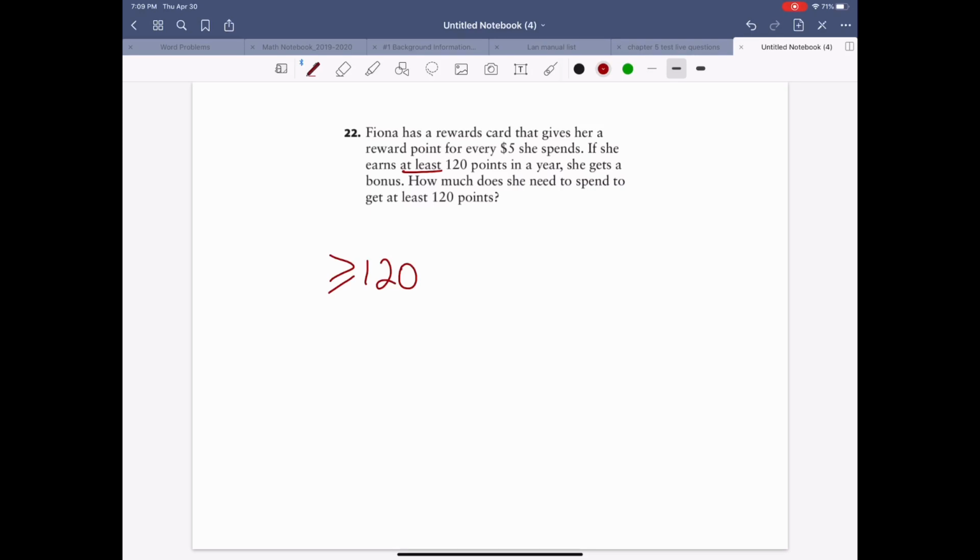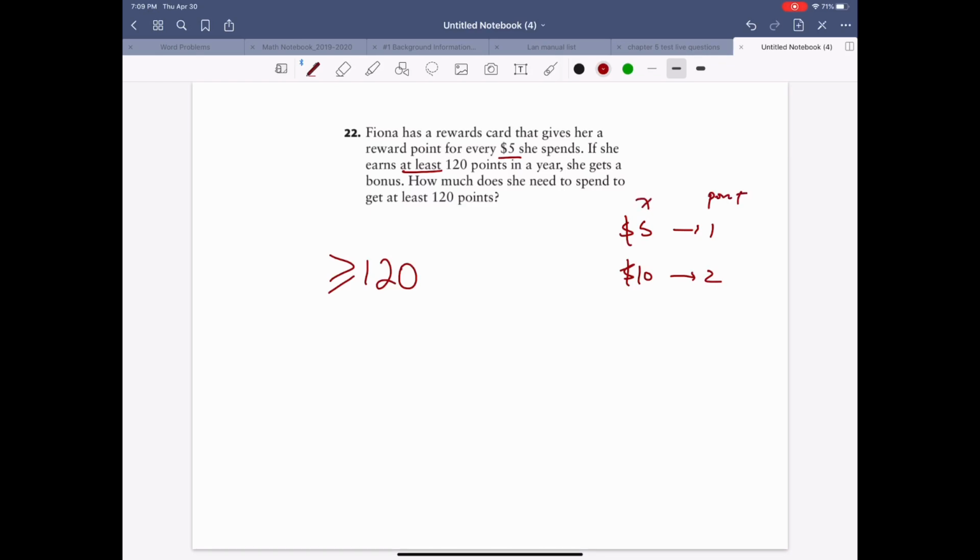So for every $5 spent, she gets 1 reward point. Let's think about this situation. If she spends $5, she gets 1 point. If she spends $10, she gets 2 points. So that's the points and that's the dollars.